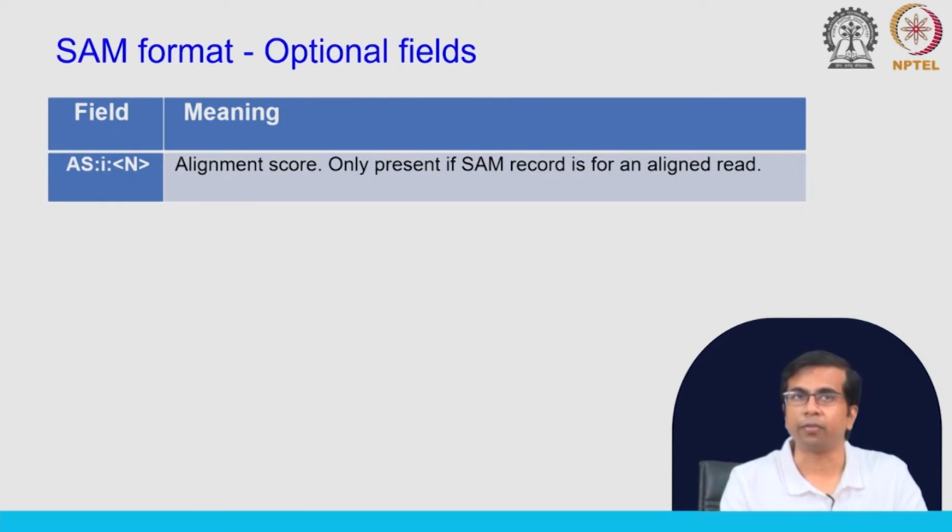Okay. So, here is the first one. Notice carefully, this is given as AS colon. So, that is the tag. Then you have the I, which means we can expect an integer in the value, which is given here within this less than, greater than sign, n. So, I means integer, and we will get an integer value in place of n. This gives us an alignment score, and this is present if you are working with aligned reads or aligned data. Now, for this alignment score, a higher score means you have better alignment or better matches.